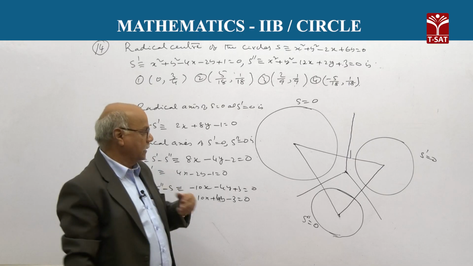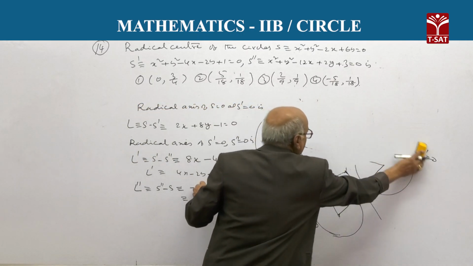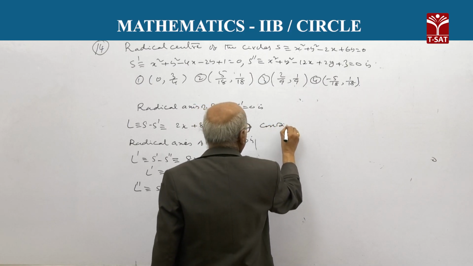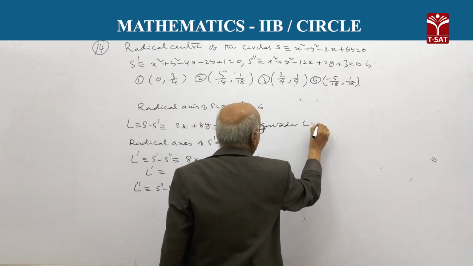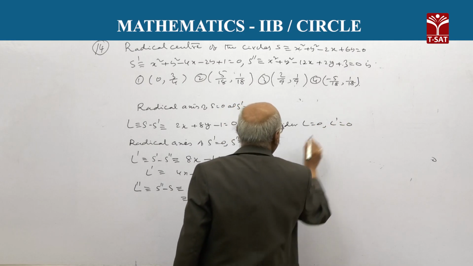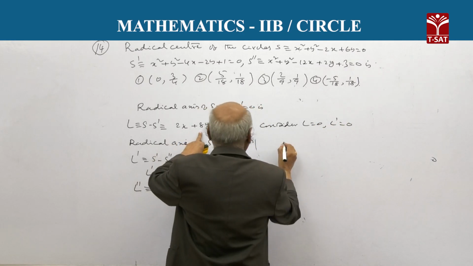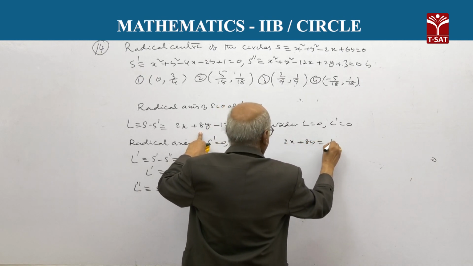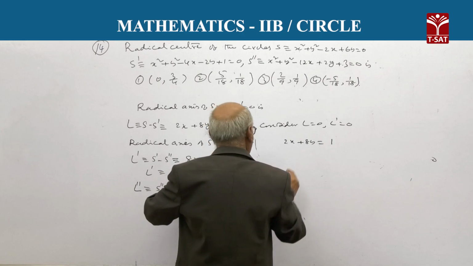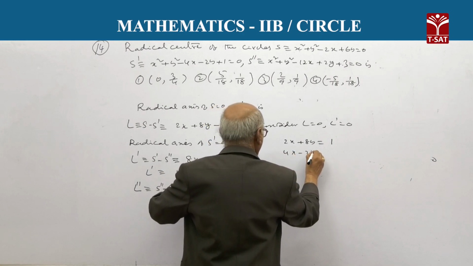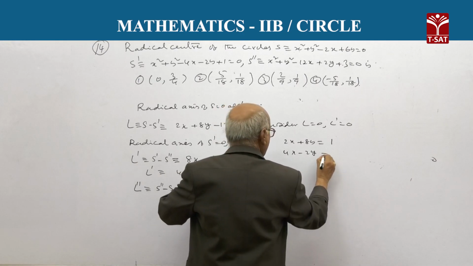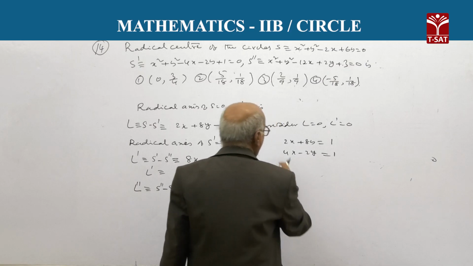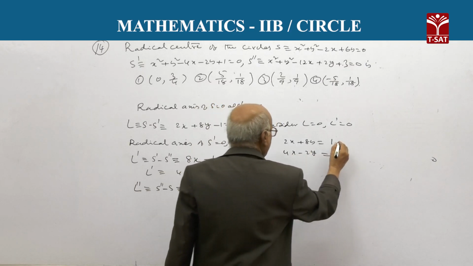Now come on, see, by solving, now consider L equal to 0 and L dash equal to 0. So L equal to 0 means 2x plus 8y is equal to 1, and L dash equal to 0 means 4x minus 2y is equal to 1. Now solve for this, multiply this by 2.